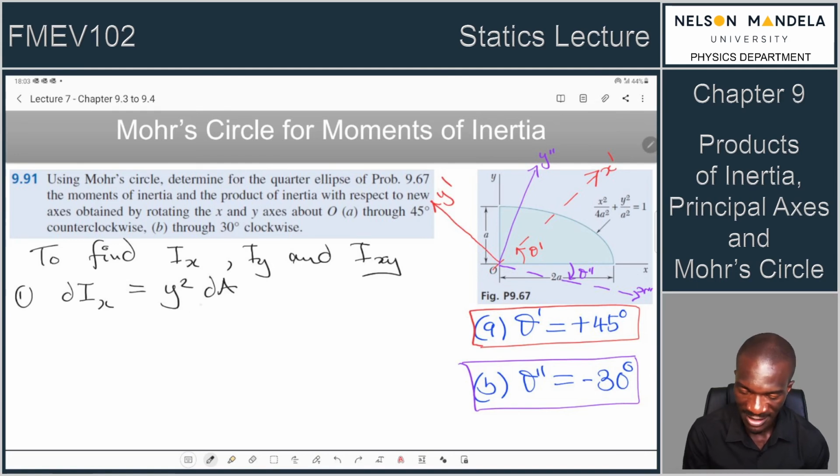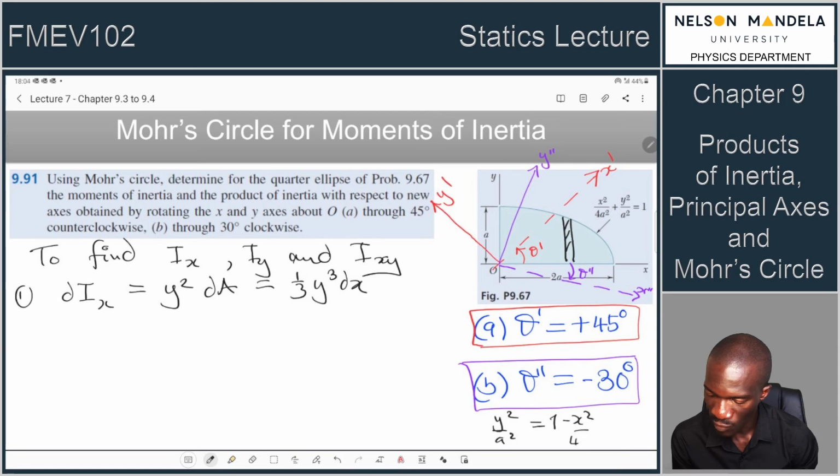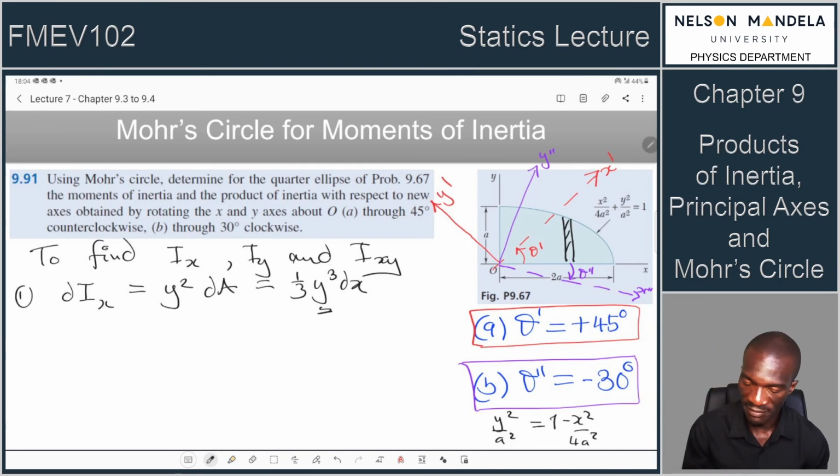So if we have dIx equal to y squared dA, then it means that you will need some strip. So let me use a vertical strip, for example, for this calculation. If I use a vertical strip, my life becomes easy because I will know that my dIx is actually, what did we say? We had an equation that time: 1/3 of y cubed dx. So this means if I have this function, I just need to rearrange it, because I now know that y squared over a squared is equal to 1 minus x squared over 4a squared. That's my y squared over a squared. So if I can find y squared, then it's obvious I can just move my a and so forth and find my y cubed.